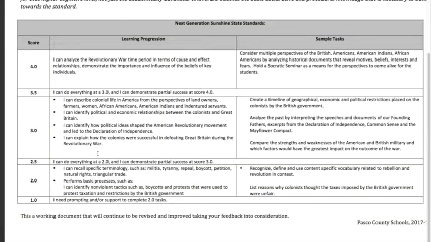So looking back here at the learning scale, if I'm doing a revolutionary unit, my lesson should be tailored around describing colonial life in America from the perspective of all these different groups: landowners, farmers, women, African Americans, and American Indians, as well as indentured servants. We have to talk about all these different groups of people and what life was like for them. So we need a lesson that talks about that.